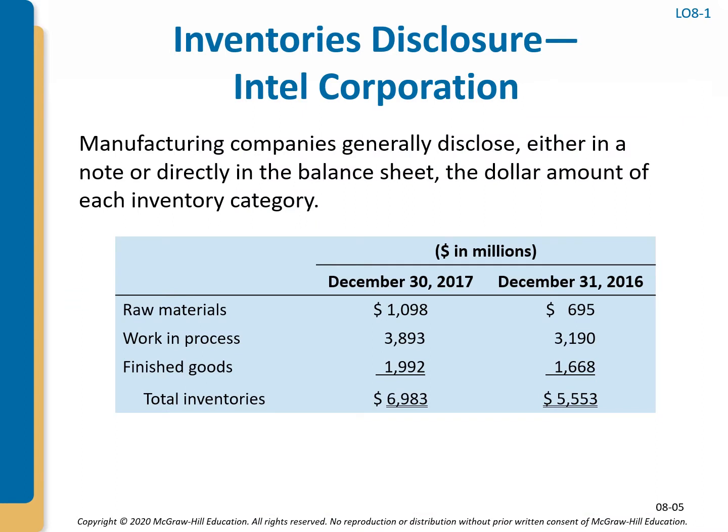Companies are required to make disclosures about their inventories in the notes to the financial statements. Here is an example of one from Intel Corporation. Manufacturing companies generally disclose either in a note or directly in the balance sheet the dollar amount of each inventory category. So we have raw materials, we have work in process, and we have finished goods for 2016 and 2017 disclosed as a breakup separate from the financial statement in this case.